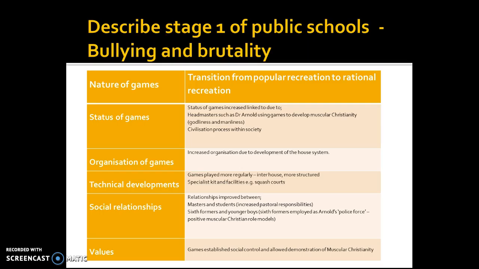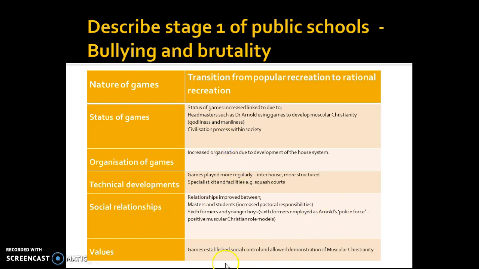Social relationships: you started to get relationships that improved. The key focal point here is that relationships improved between boys and boys, because you started to have the influence of sixth formers, who acted as Arnold's police force. Their job was to promote this muscular Christianity message to the younger boys and to demonstrate these moral values. Furthermore, masters now had a better relationship with students, because under Arnold they had to take on a more pastoral role, being interested in their social and emotional well-being as well as their education.